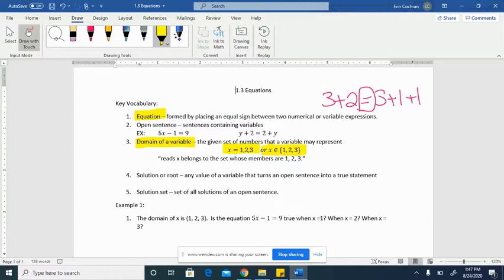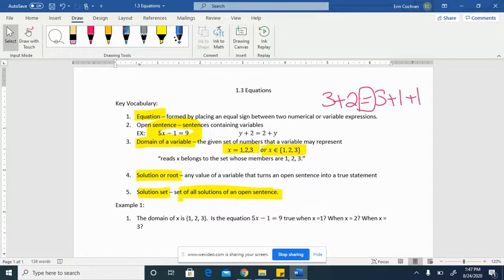The solution or the root is any value of the variable that turns an open sentence into a true statement. So if I look at 5x minus 1 equals 9, the solution or the root is what x would make that left side equal to the right side. The solution set would be the set of all solutions of an open sentence. So you might have more than one, depending on what it's asking.